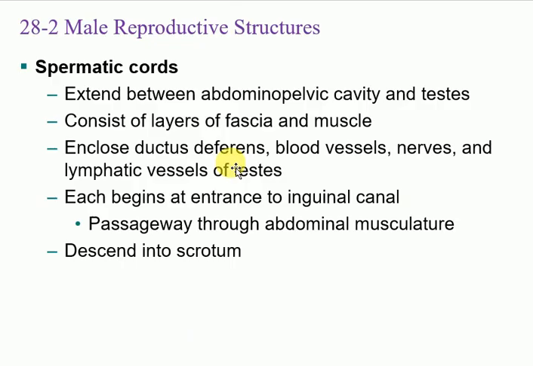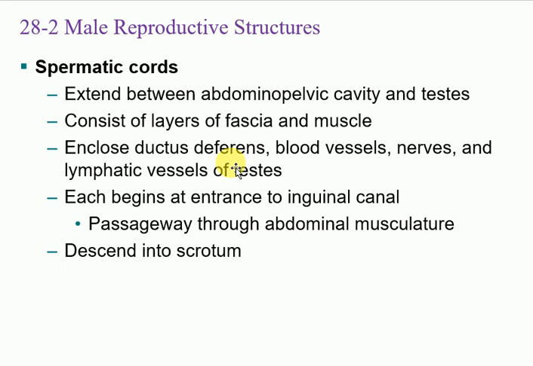Spermatic cord. What's the spermatic cord? We talked about this in the lab. Spermatic cord is basically a cord that takes everything into the inside of the body. It's a connection like a tube, a big tube between the inside of the pelvis on one side and the testis on the other side, or the scrotum on the other side. This big tube here is called the spermatic cord.